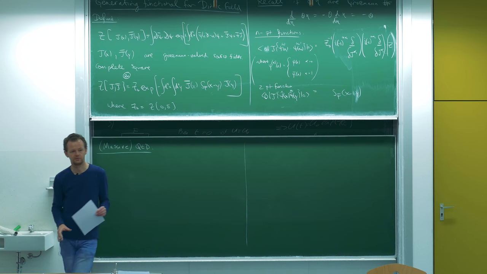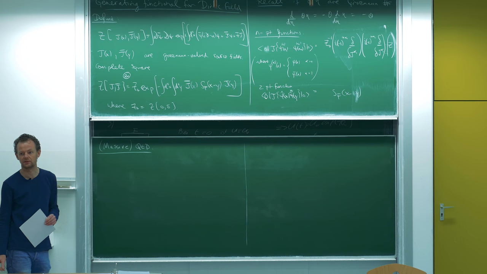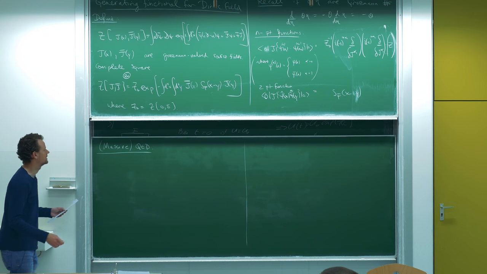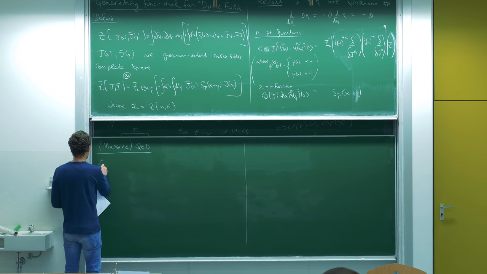Well, the path integral is a Wick's theorem generator. So all we're going to do is use it to guess the Feynman rules. And once we know the Feynman rules, we won't ever bother looking at the path integral again. We'll just use the Feynman rules. So that's what the path integral is good for. It's very good for efficiently guessing Feynman rules.